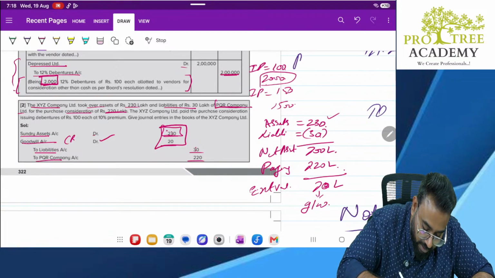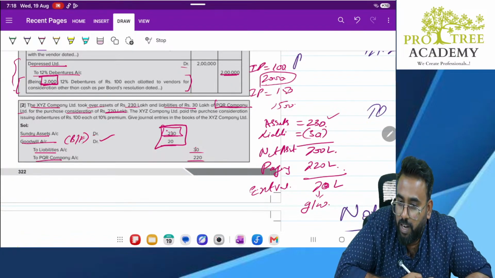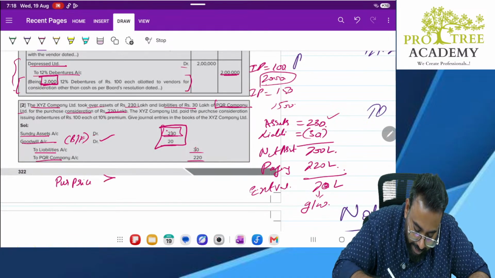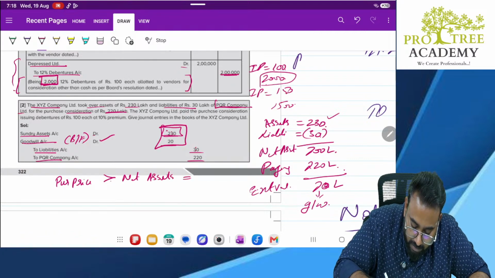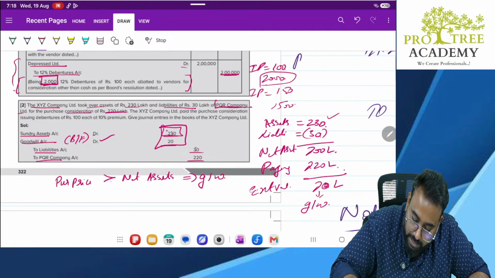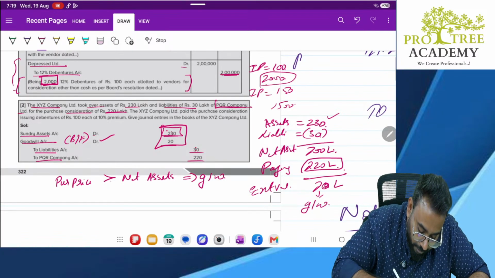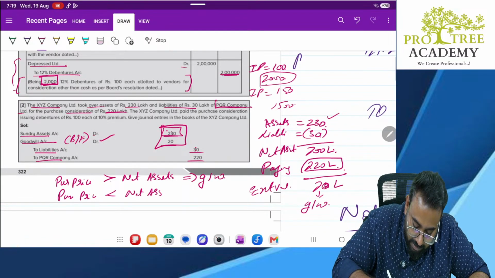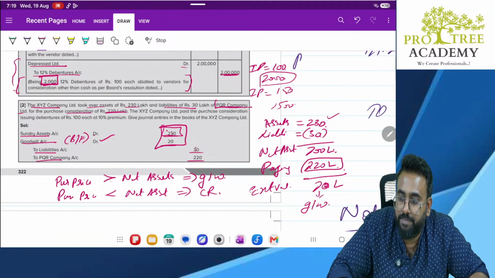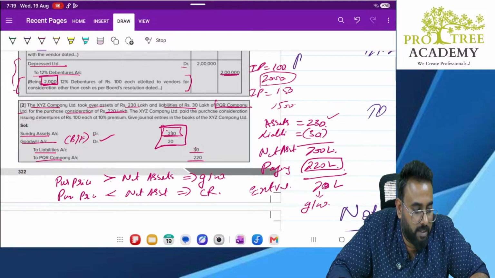This is the balancing figure. Goodwill account debit. So in simple terms, I will tell you, if your purchase price is greater than net assets, it will result in goodwill. If our purchase price is less than net assets, then capital reserve, profit. Understanding or no? Yes, sir.